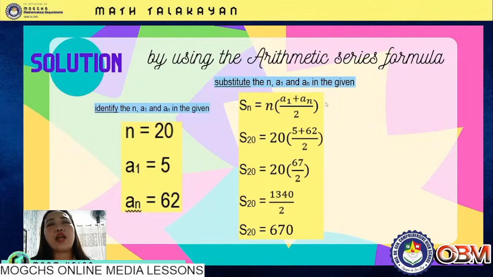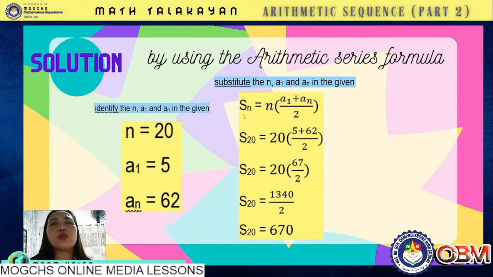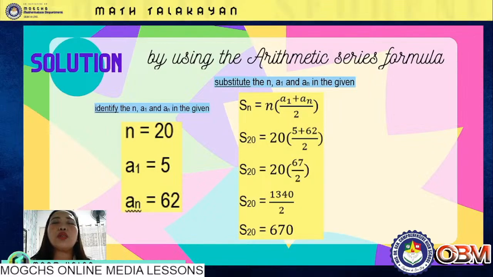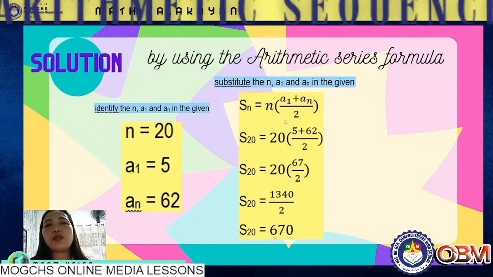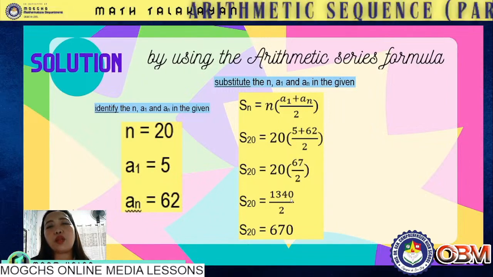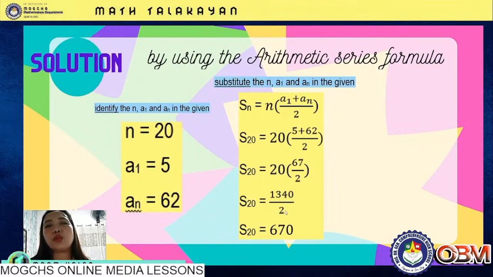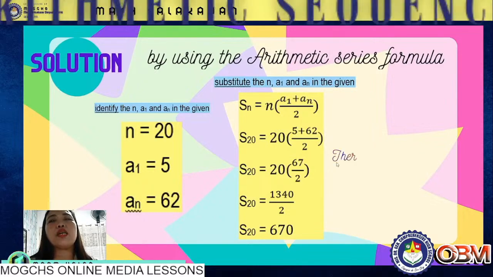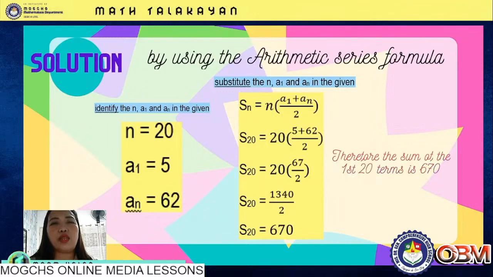We have, in the formula, S sub 20 equals 20 times the quantity of 5 plus 62 divided by 2. So 5 plus 62 is 67, times 20 is 1,340, divided by 2, the answer is 670. Therefore, the sum of the first 20 terms of the given problem is 670.